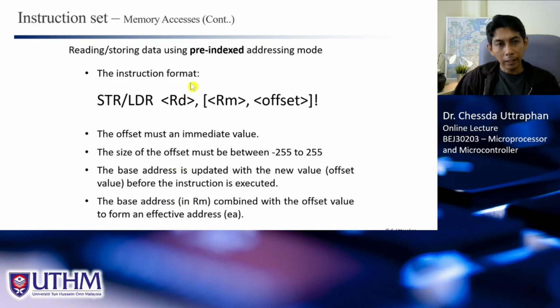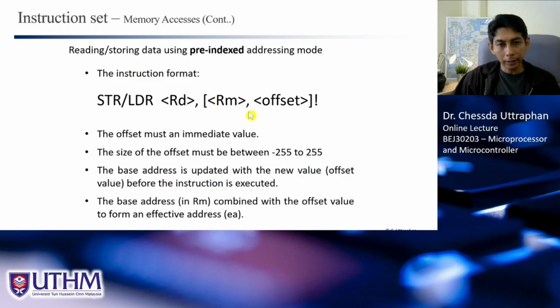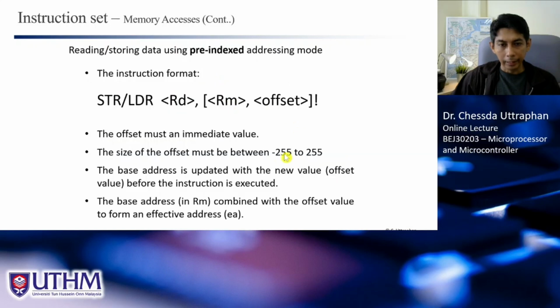And we have another one called pre-index. The previous one is post index, and the next is pre-index addressing. So what is pre-index? This is the format. The offset is inside the bracket, and we have this symbol after the bracket, and the size of the offset must be between -255 to 255.